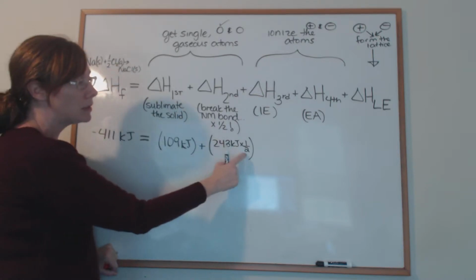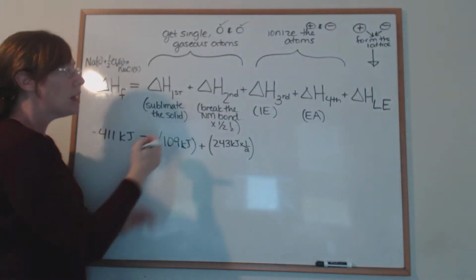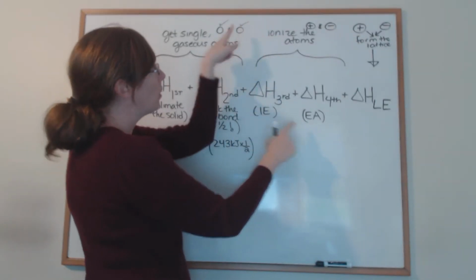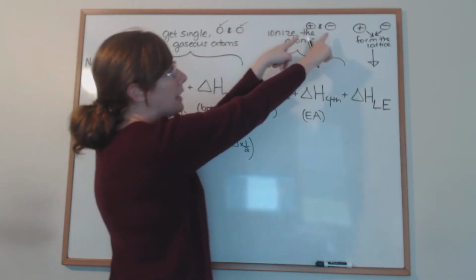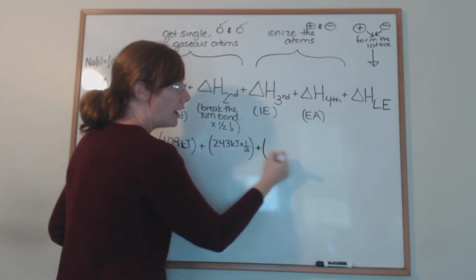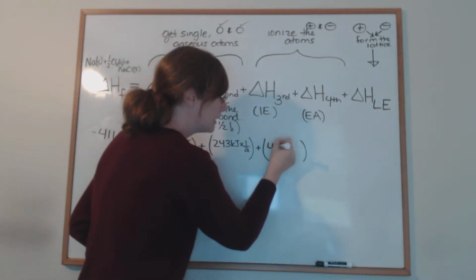Okay, so that's where you want to multiply that by 1/2. That gets you your chlorine atom, gaseous. So those are the first 2 mental steps. The third and the fourth step are all about taking those neutral atoms and making them ions. So you can think of the third step as being the ionization energy of the metal, and that is given to you as 496 kilojoules.